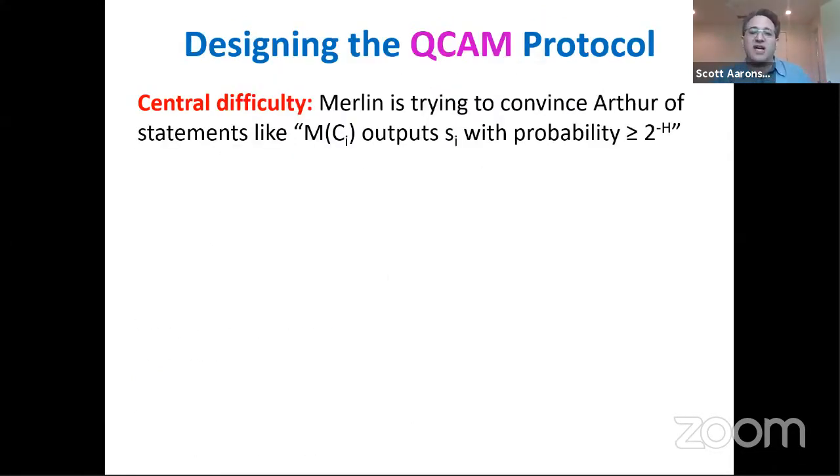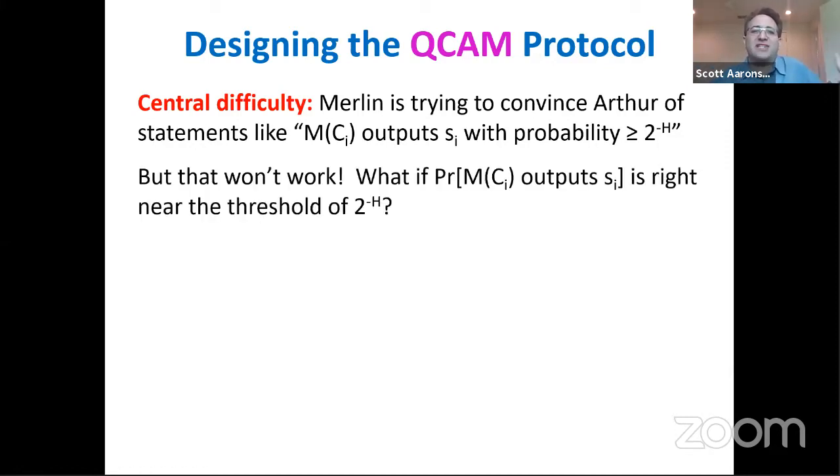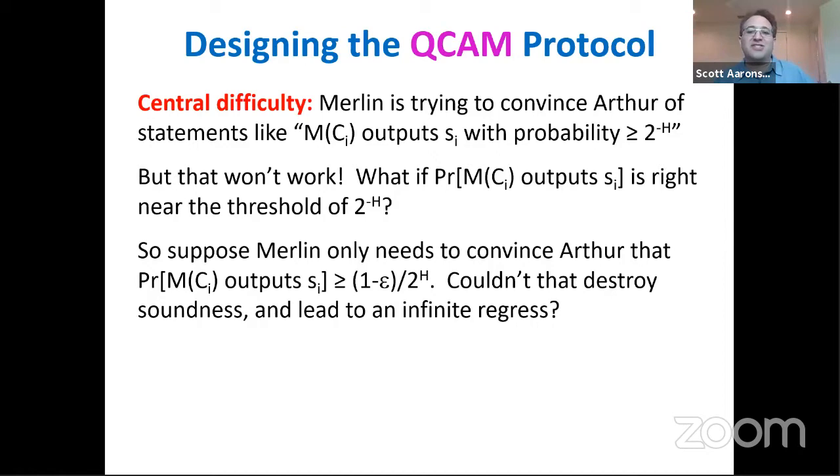Now when you try to design this QCAM protocol, the central difficulty, in a sense, is that Merlin is trying to convince Arthur of statements like, that algorithm M on the circuit C sub I outputs the string S sub I with probability at least 2 to the minus H. Well, the problem is by itself, that's just not going to work. Because what if that probability was right near the threshold of 2 to the minus H? You can't exactly calculate the probability. So you say, all right, allow some leeway.